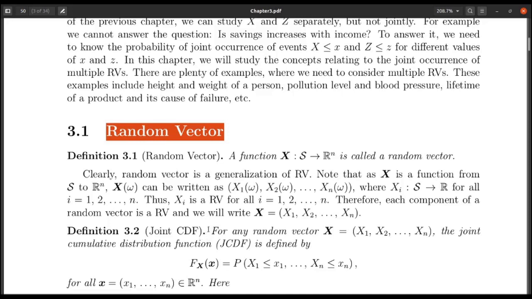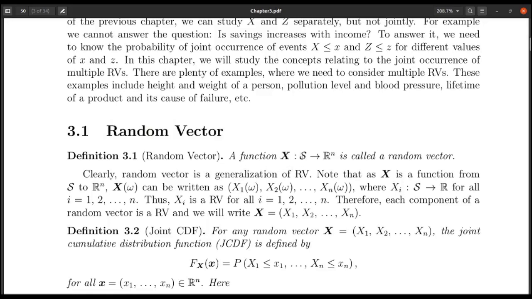Now come to the definition of the random vector. A random vector is a function X from the sample space to R^n, R to the power n. The only change in the definition is that instead of R in the random variable, we now have R to the power n. Clearly, if I take n equal to 1, a random vector turns out to be a random variable. So in that sense, a random variable is a special case of the random vector.